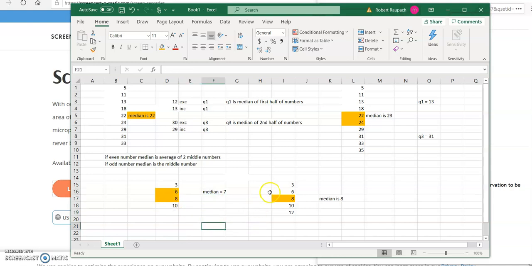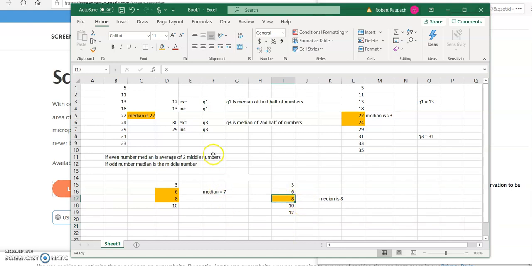If there is an odd number of data points, then the median is the number right in the middle. We can say that there's 2 below and 2 above. So in this case, 8 is right in the middle, the median is 8. So that's the first thing I want to go over. In any case, even number, take the average of the two numbers for the median. Odd number of data points, take the one right in the middle.